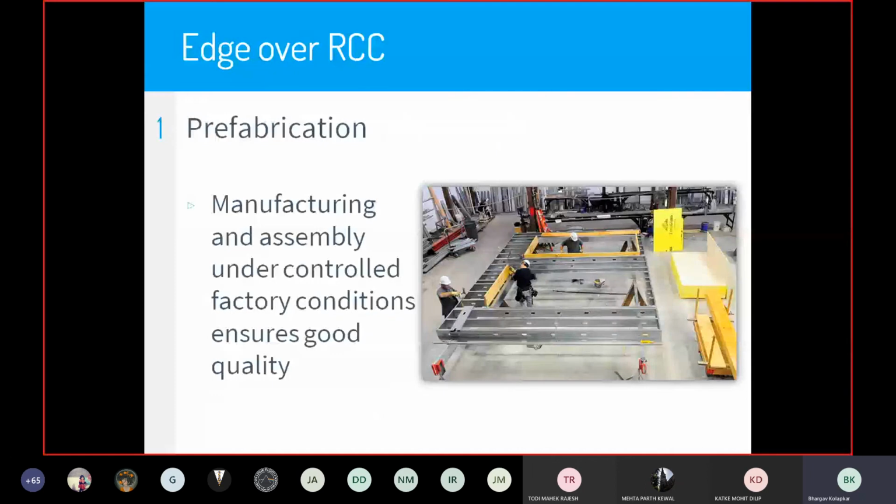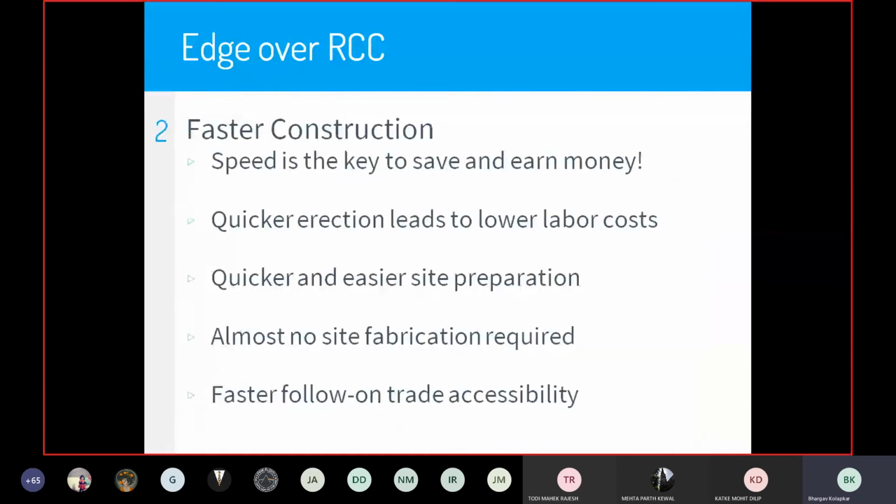Other things that give it an edge over RCC is prefabrication. Now, they could build the World Trade Center in such a small amount of time because the majority of the structure was prefabricated. They had prefabricated columns, beams, and the erection process was very quick. The entire thing is assembled in the factory under controlled conditions, and then it is just transported to the site, erected and connected. So it's a very quick process in steel. There is almost no site fabrication in steel except for the connections. Yep, this is what I explained.